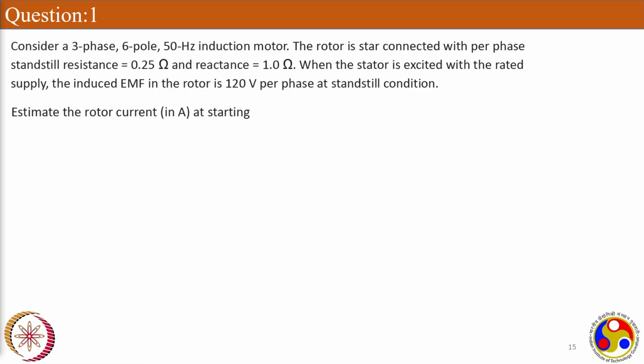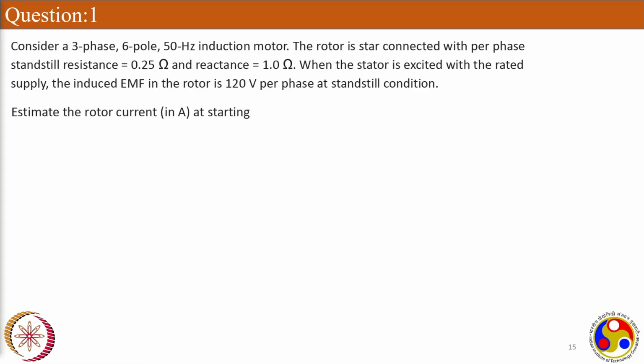We were given the problem to consider a three-phase, six-pole, 50 hertz induction motor. The rotor is star connected, with per phase standstill resistance and reactance given. So the information they are giving is at standstill. Now, when the stator is excited with the rated supply, the induced EMF in the rotor is 120 volts per phase at standstill condition. Estimate the rotor current at the starting. All the information was given. We just have to substitute and get the answer. It's as simple as that if you understand the discussion.